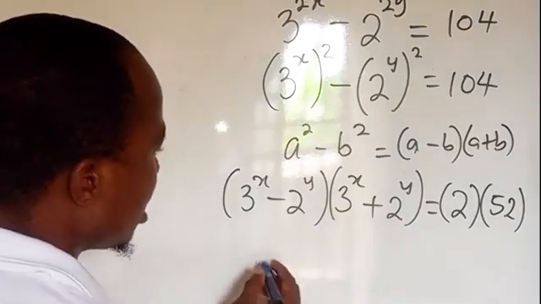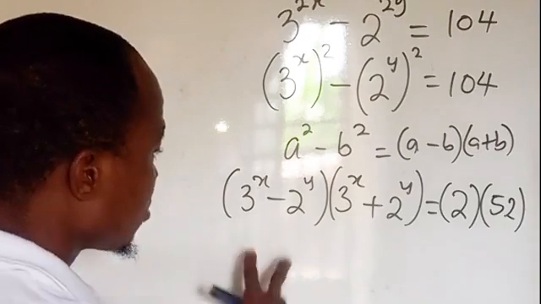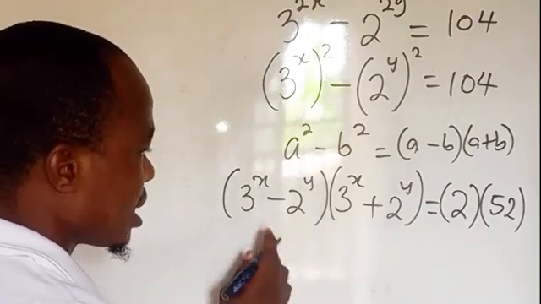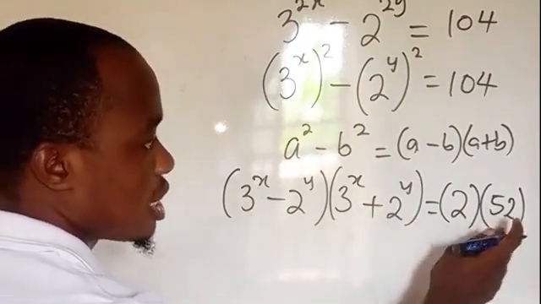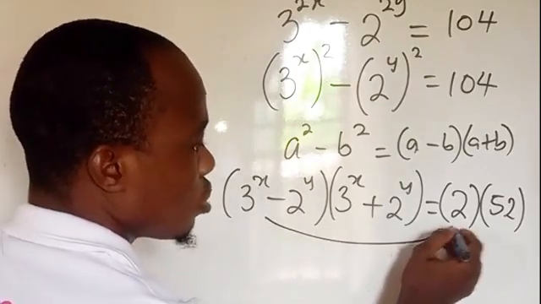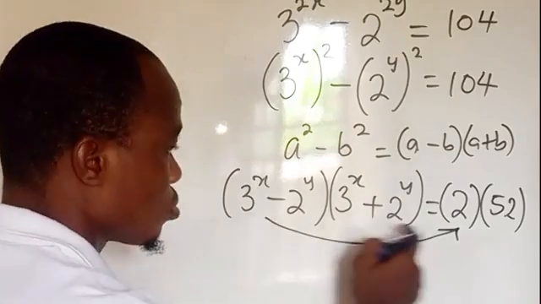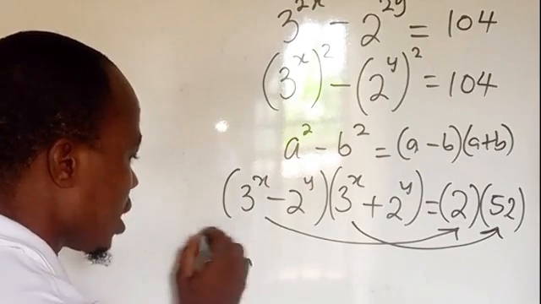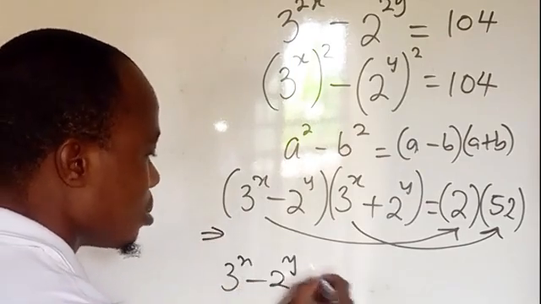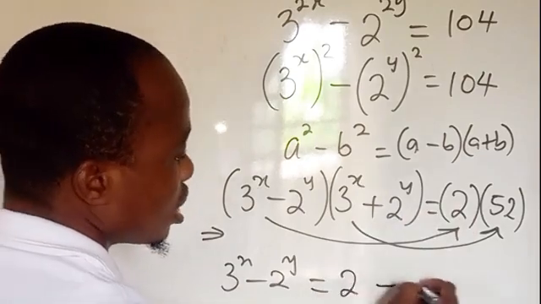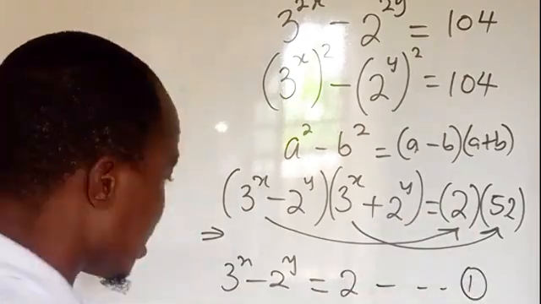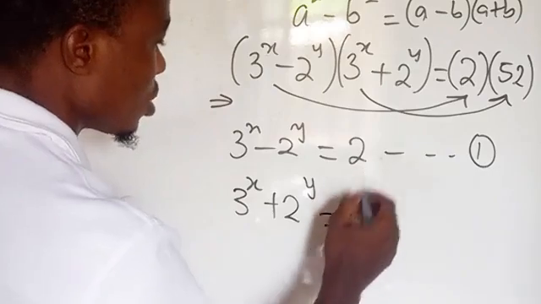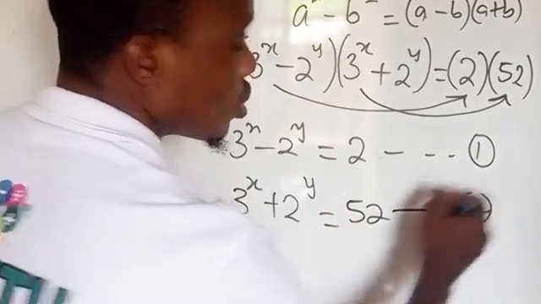So now from here, let's try to do comparison. This is factored and this is factored, so you can see that this is greater and this is less than, so 2 is the smaller one. Therefore we compare this with 2 and this with 52. So from there, we have 3 to the power of x minus 2 to the power of y equals 2. Let's call this equation 1. Then also we have 3 to the power of x plus 2 to the power of y equals 52. Let's call this equation 2.